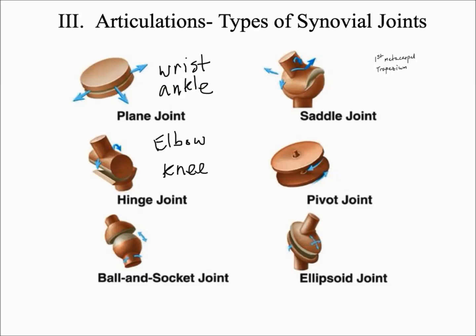The fourth type of synovial joint is a pivot joint. And a pivot joint is where one bone rotates about the other. Example of a pivot joint would be between the radius and ulna, and between the first two vertebrae of the vertebral column, called the atlas and axis.